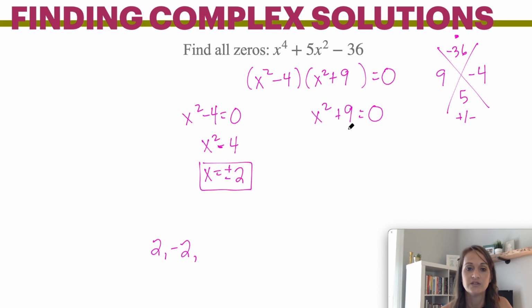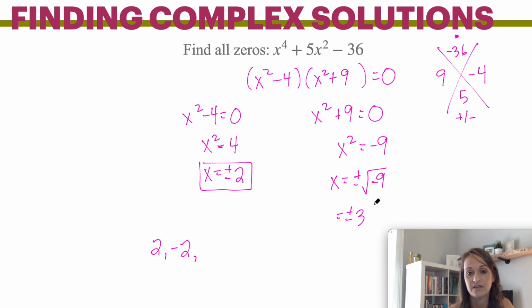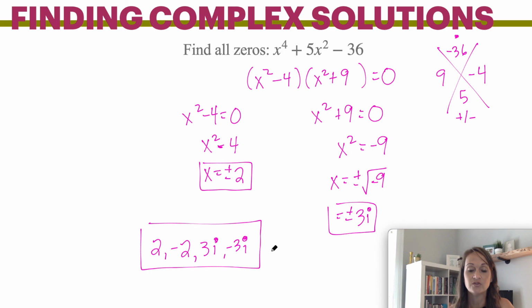Over here, I would subtract 9 on both sides. But when I take the square root, I'll get plus or minus the square root of negative 9. The square root of 9 we know is 3. But the square root of a negative is where we would get an i, which means 3i and negative 3i are going to be my other zeros. And those are my 4 zeros of finding all the zeros of this polynomial.